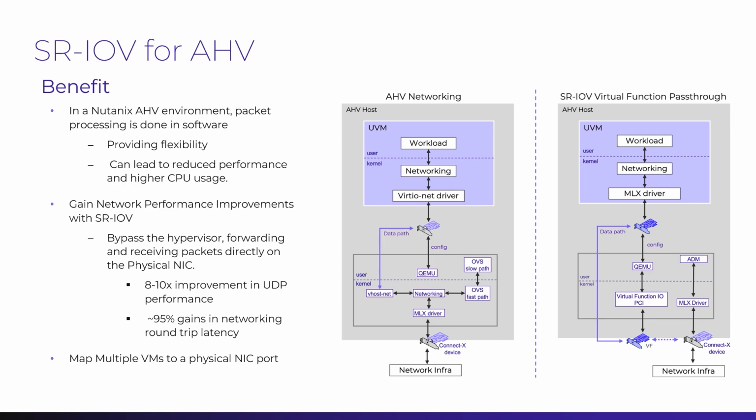With SR-IOV for AHV, we can gain significant performance improvements, bypassing the hypervisor for all network processing while transmitting and receiving packets directly on the physical NIC. We can also map multiple VMs directly to the same physical NIC, optimizing our available resources.